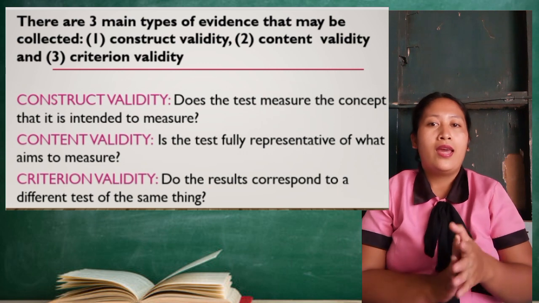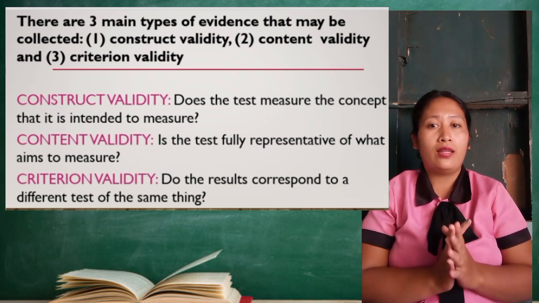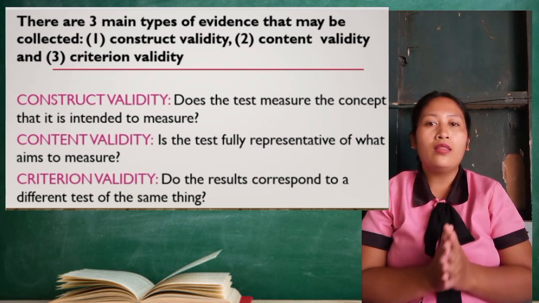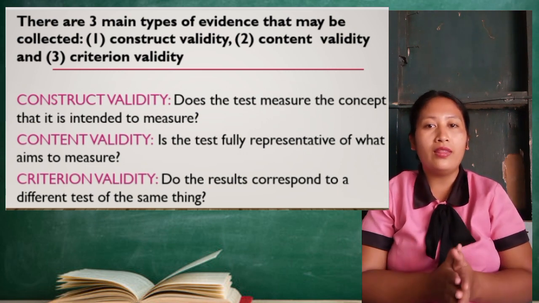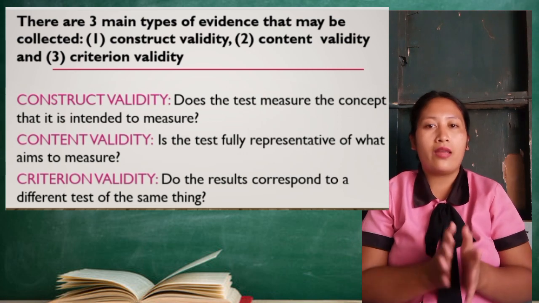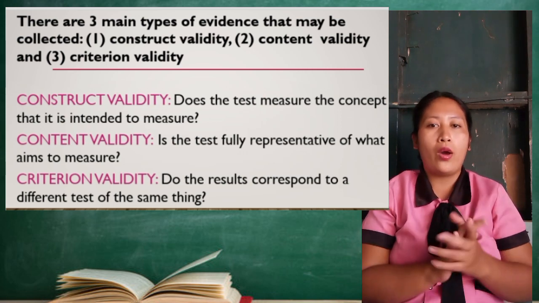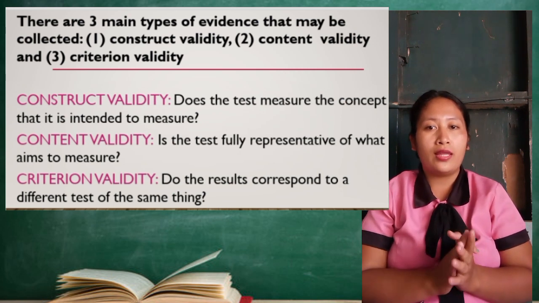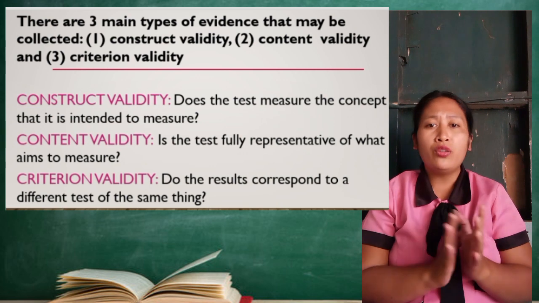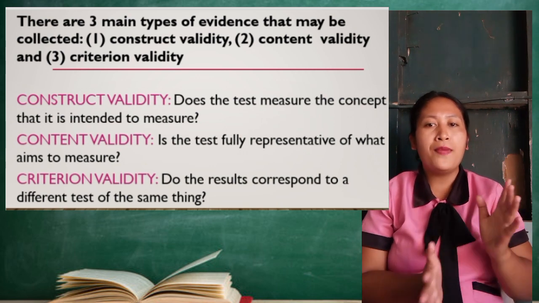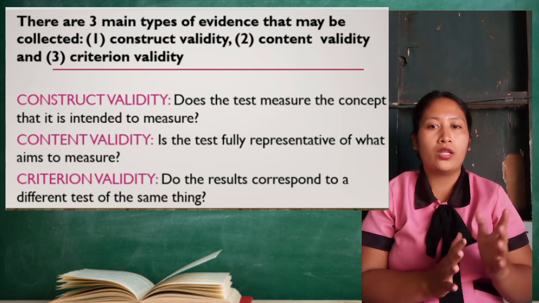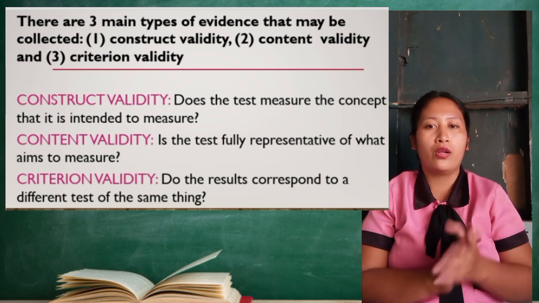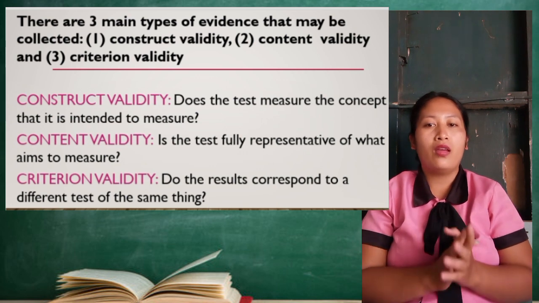Second is content validity. Is the test fully representative of what it aims to measure? In order to achieve content validity, the content of the test must cover all relevant areas of the subject that the test aims to measure. And the last one is criterion validity. Do the results correspond to a different test of the same thing? In order to achieve criterion validity, there must be a high correlation between the results of your measurements and the results of the criterion measurement, or the result of a different test.